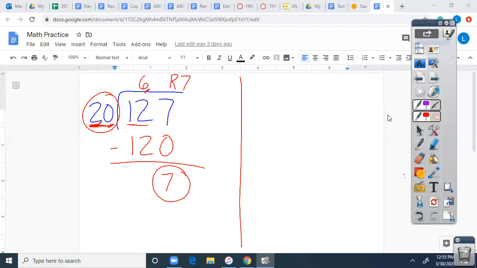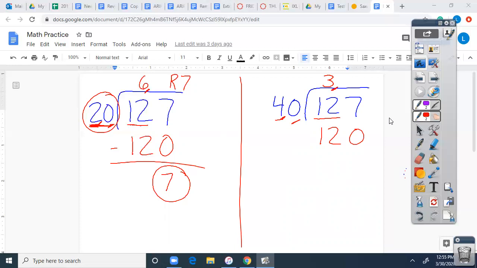Okay, we are going to do this next one. We are going to do 127 divided by 40. Okay, all right, let's do this one. Can 4 go into 1? No, it can't. Can 4 go into 12? Yes, it can. How many times? Goes in 3 times. 3 times 40 is 120, right? We do 3 times 4 is 12. Add the 0 on the end. So 120. 127 minus 120 is 7 again.